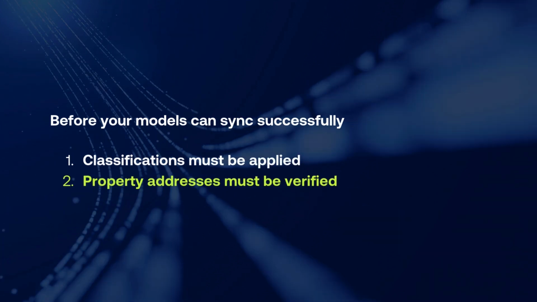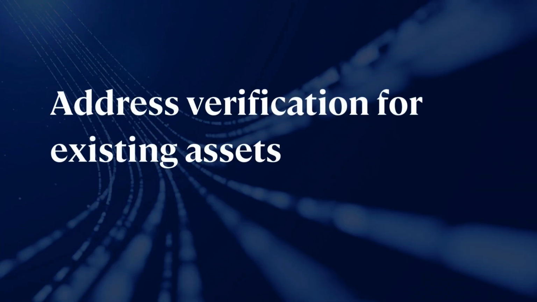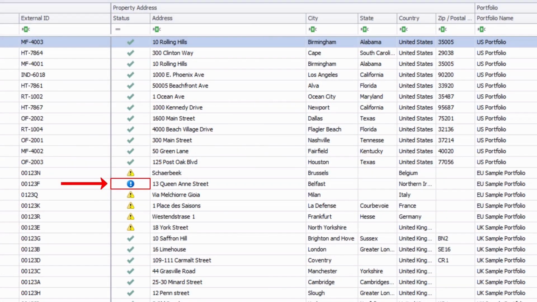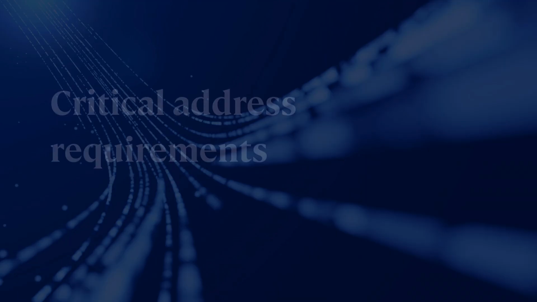Let's dive in. In the Asset Summary section, you can view each property model's address verification status. There are 3 status symbols for quick evaluation. An unverified property will appear as a blue circle with an exclamation point, which will show if the address details are complete, but the address hasn't been verified in the address search system. A yellow triangle with an exclamation point means one or more of the critical address fields are missing. Or a green tick, which means the address is complete and has been verified.